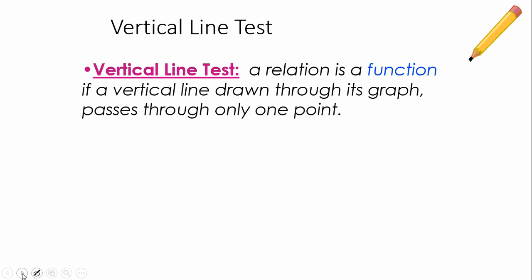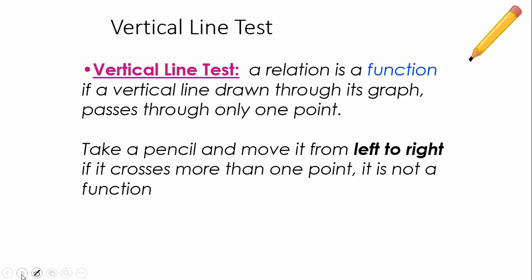Write this part in your notes. A relation is a function if a vertical line drawn through its graph passes through only one point. That is, you're very careful to make sure that there are no two dots or two spots that would line up vertically. So that vertical line test is what I use when I already have a graph made. When all the points have been plotted and I don't want to make a mapping diagram of it, I would just use the vertical line test.